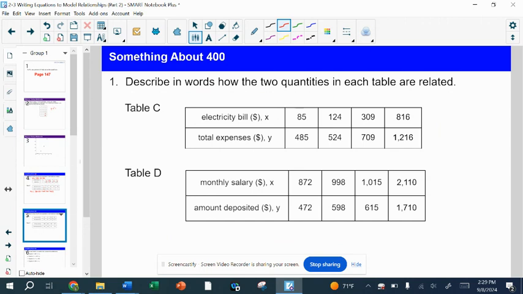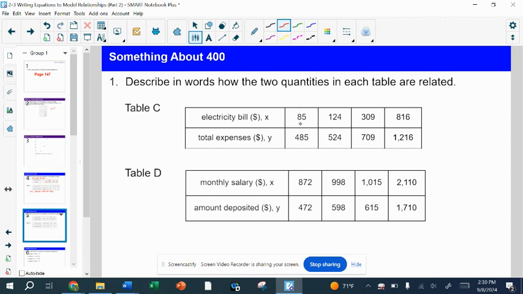All right, take a look at table C. We've got an electricity bill for, this must be different months maybe, or maybe it's different apartments in the same building or something. But we've got the electricity bill and then the total expenses. So again, remember this is something about 400. What's happening here? What's the relationship between these two things to go from the electricity bill to the total expenses?